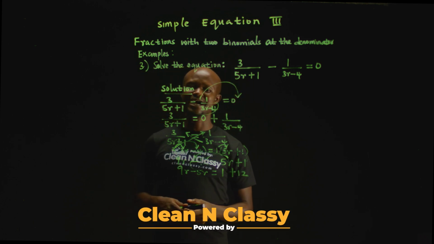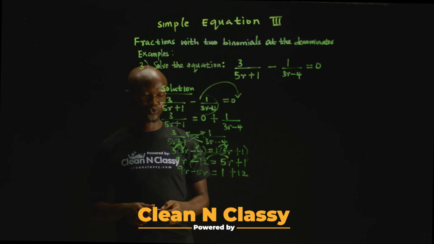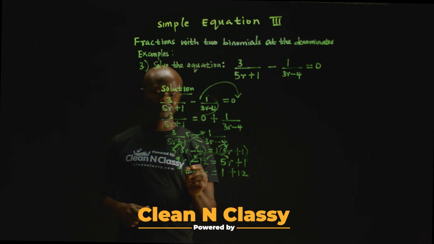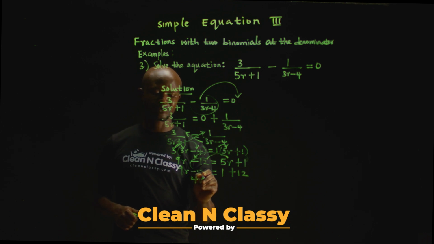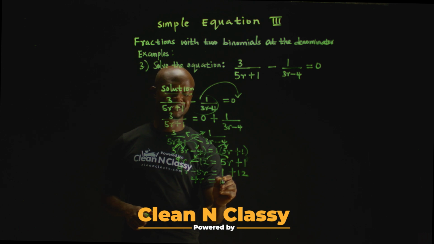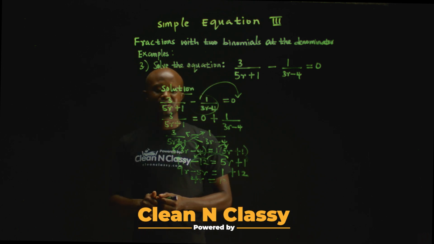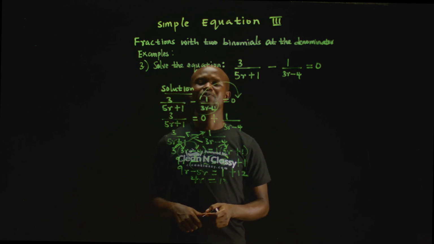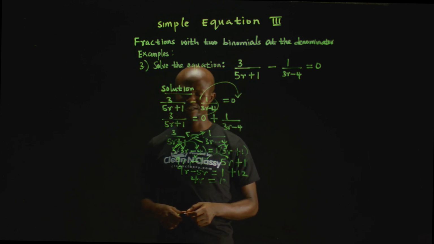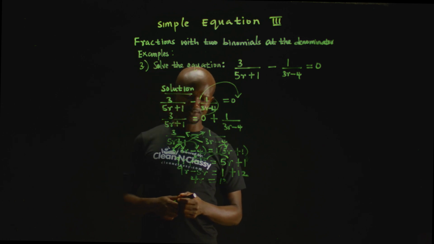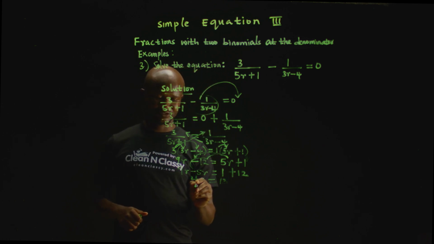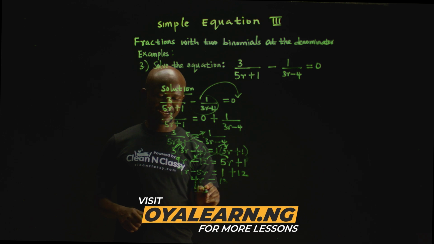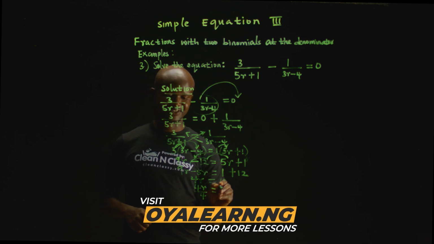Now, 9r minus 5r, what do we have? That will be 4r. 4r equals to 13. For us to find r, what are we going to do? We're going to divide both sides by 4. Dividing both sides by 4, what do we have? 4r divided by 4. We have 13 divided by 4.